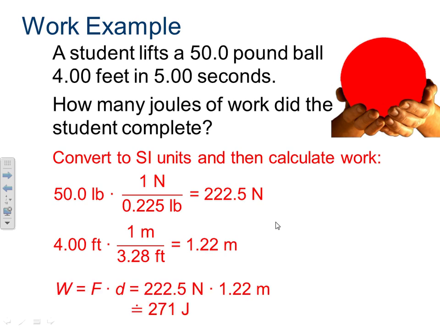Now we can use work and get an answer in joules, which is pretty much what's always used for energy. There isn't really a commonly used English system for energy. So force times distance, as long as they're parallel to each other, of 222.5 newtons times 1.22 meters, we get about, with some rounding to 3 digits, 271 joules of work.